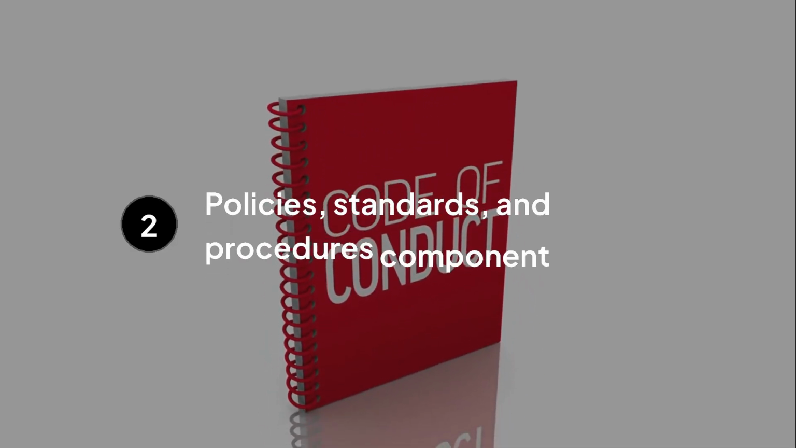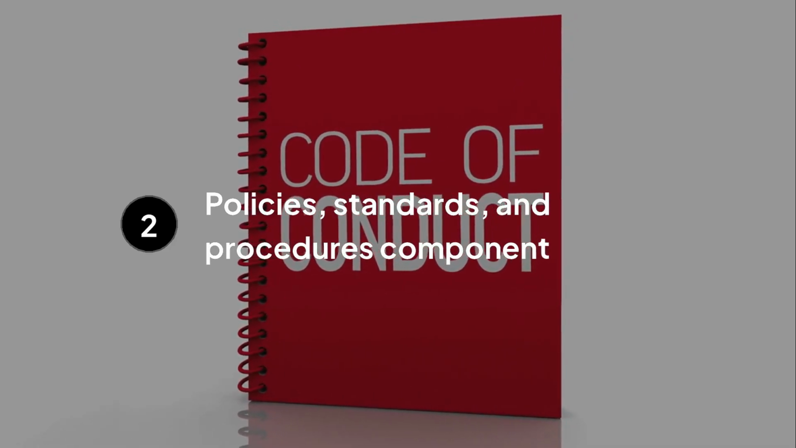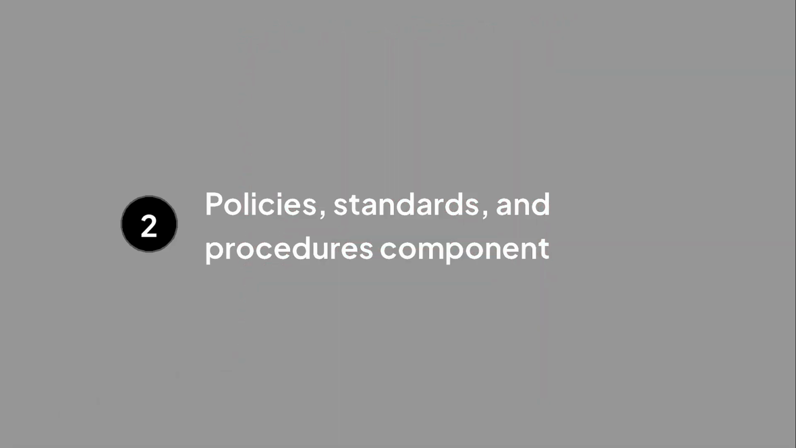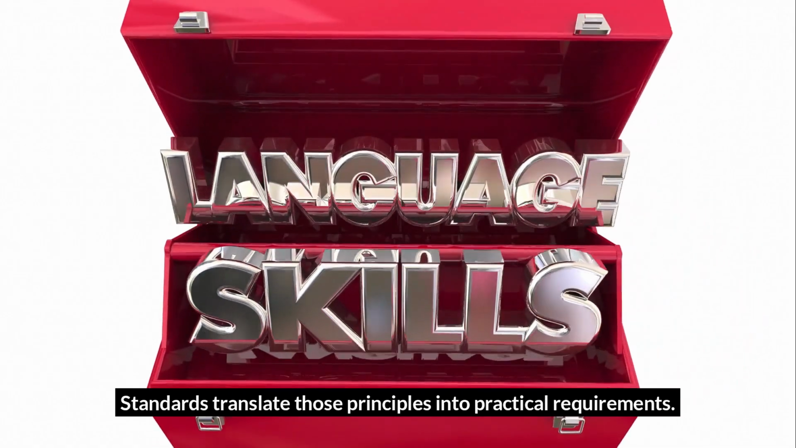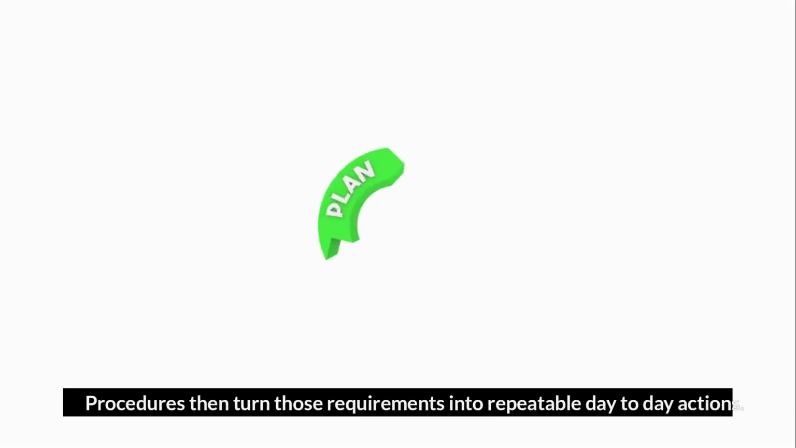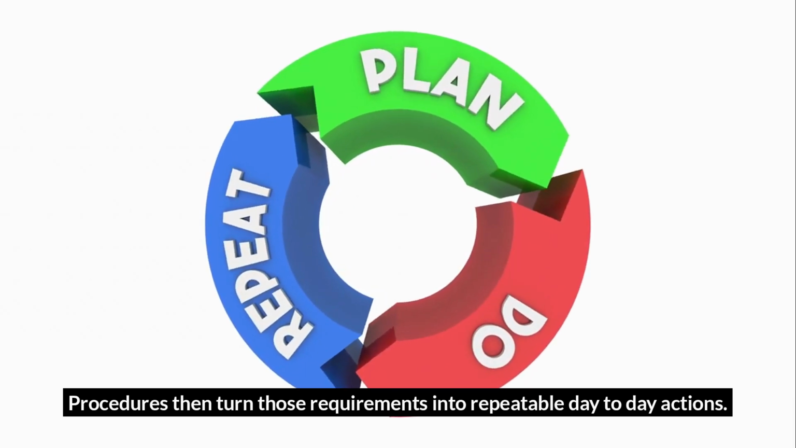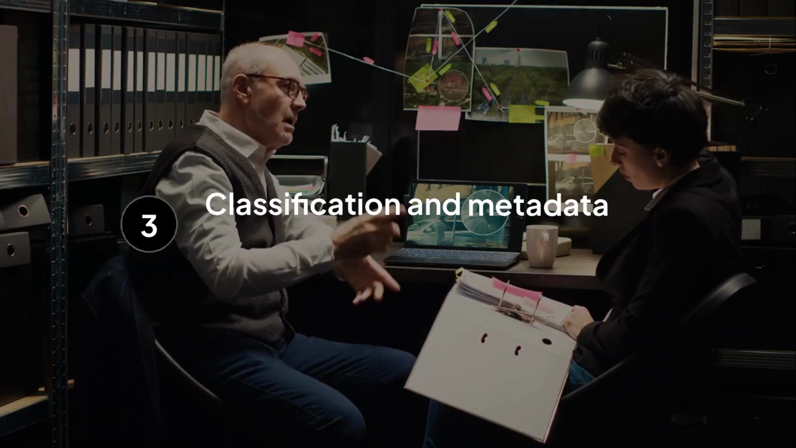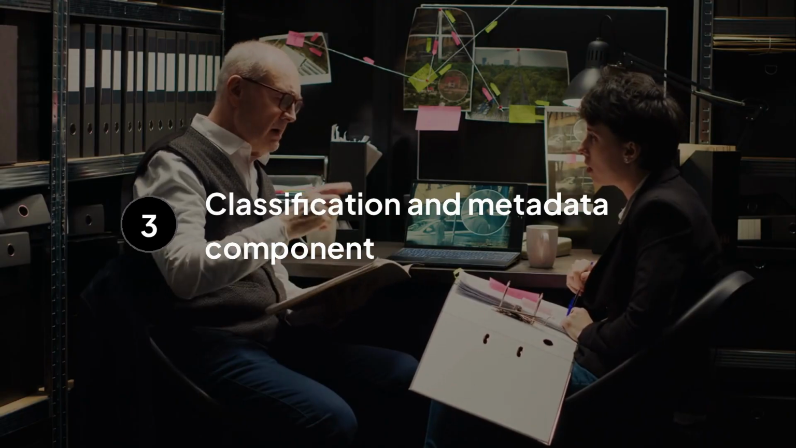The second component is policies, standards, and procedures. Policies set the direction by defining principles and expectations. Standards translate those principles into practical requirements. Procedures then turn those requirements into repeatable day-to-day actions. Together, they ensure consistent information behavior across the organization.